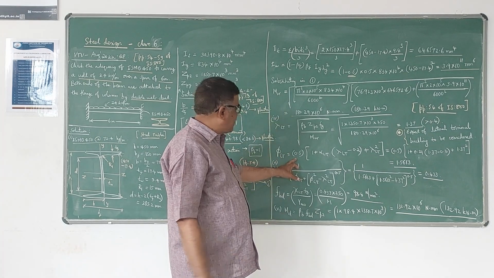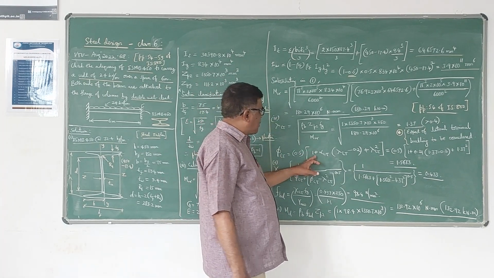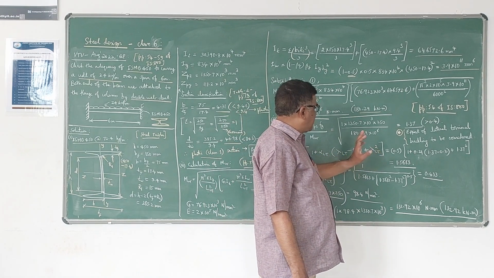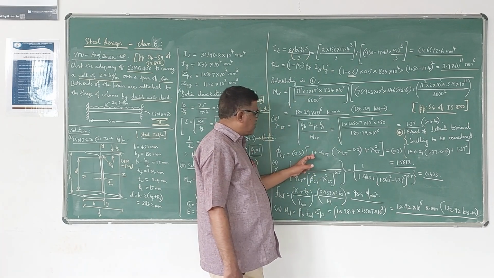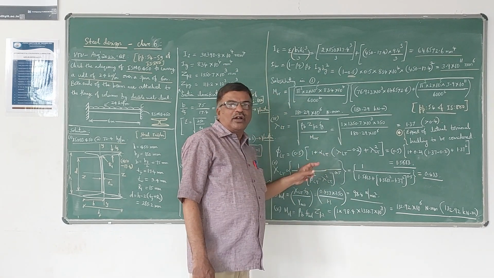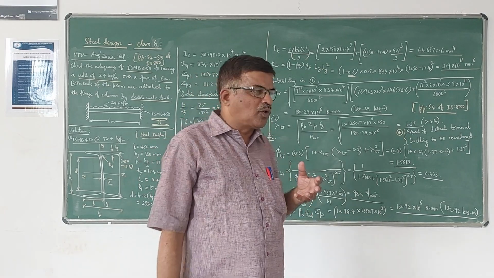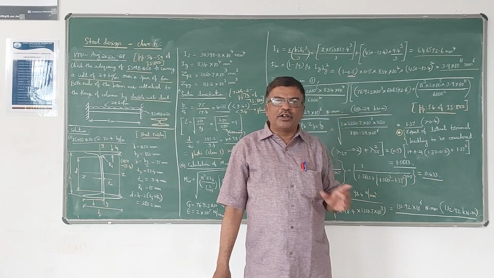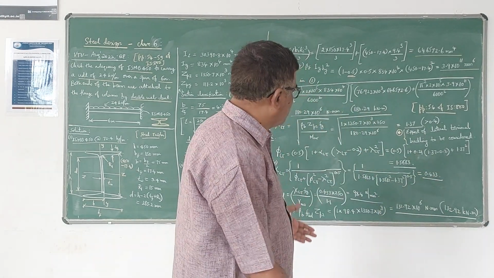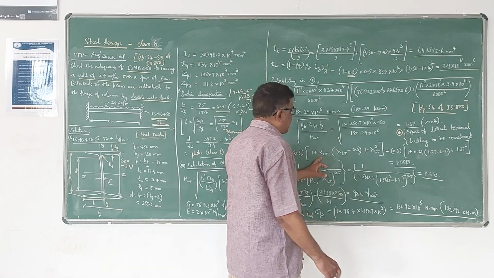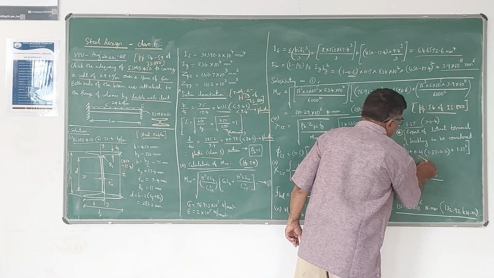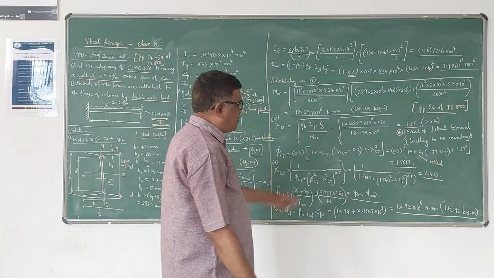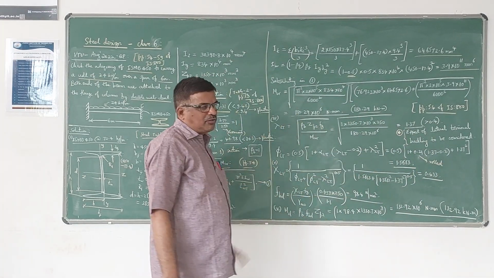You have to take another parameter, phi LT: 0.5 into 1 plus alpha LT into lambda LT minus 0.2 plus lambda square LT. If you substitute the values, alpha LT depends on the type of the section. If it is a rolled section, it is 0.21. If it is a welded section, it is 0.42. That is also there in page 54. Since we are taking a rolled section, its value is 0.21. If you simplify the other values, we get 1.5613 as the value of phi.